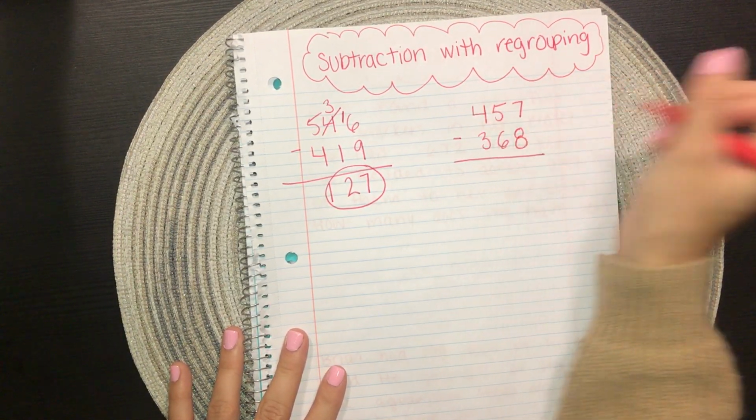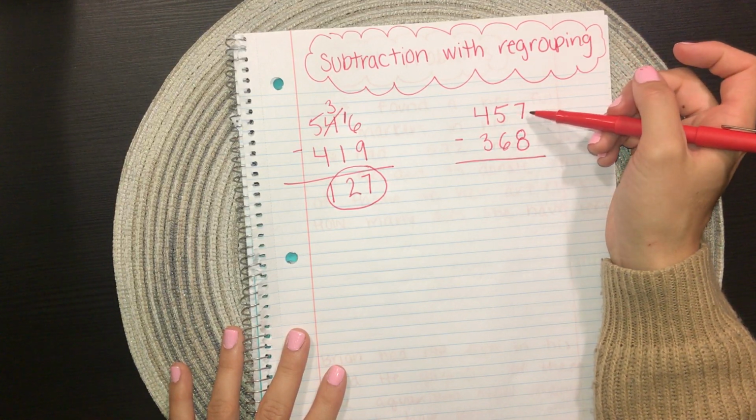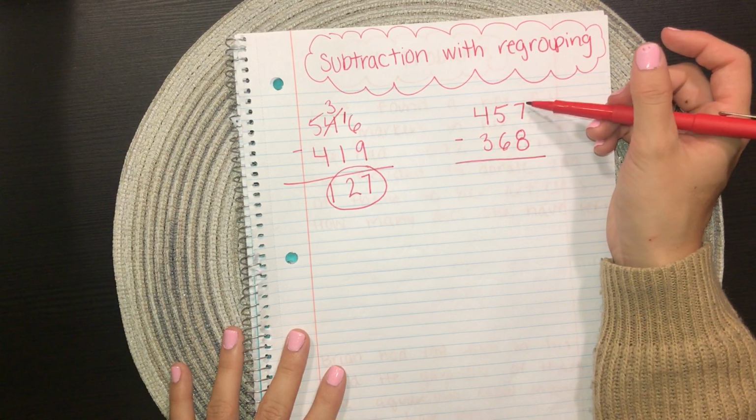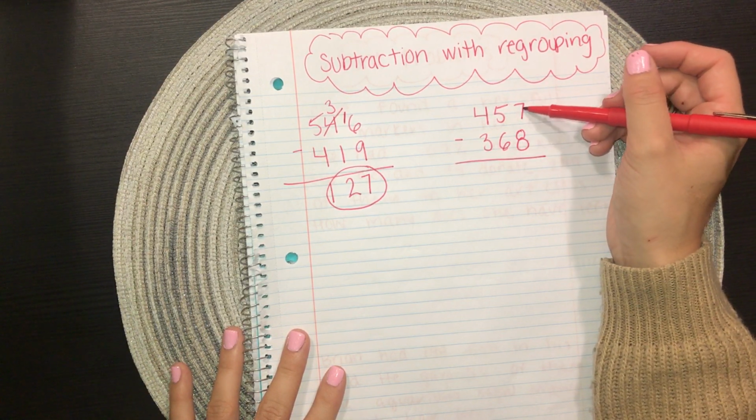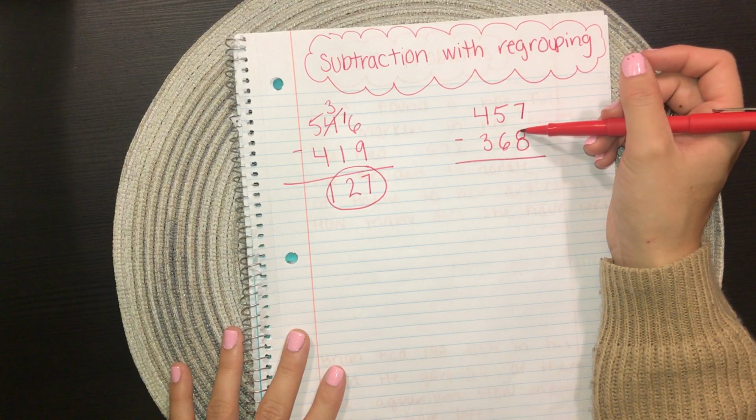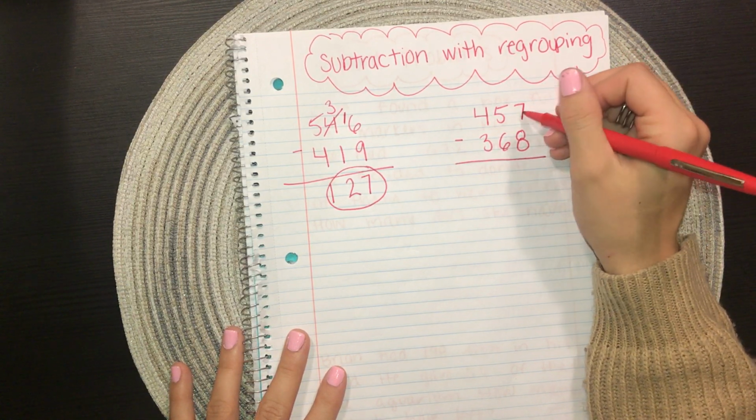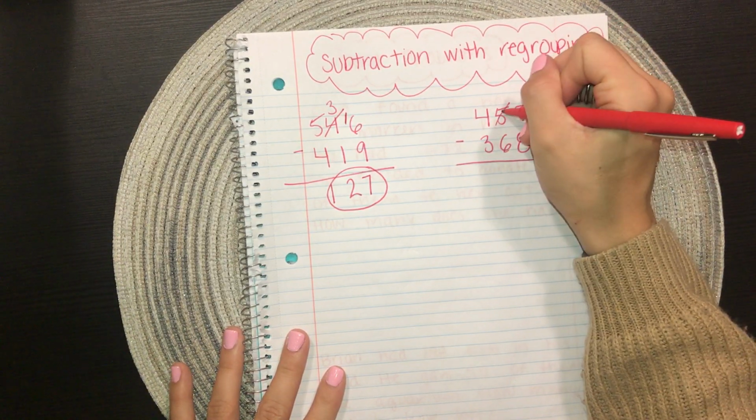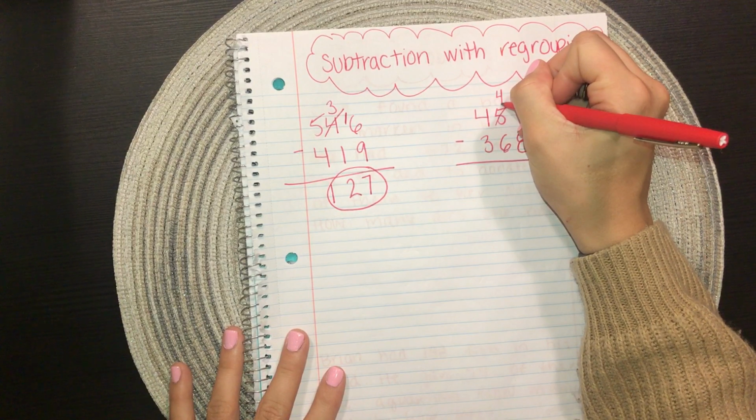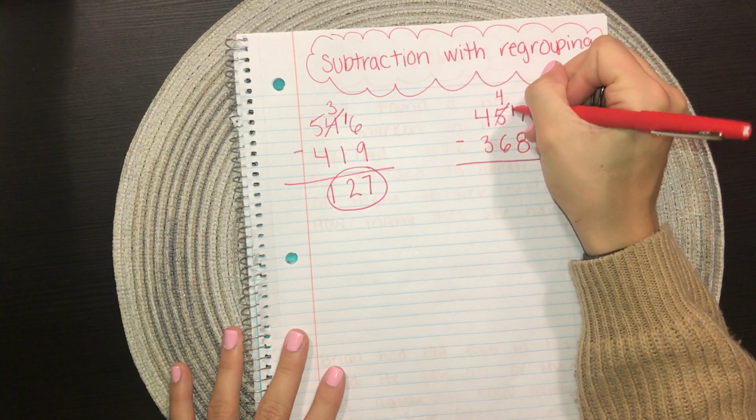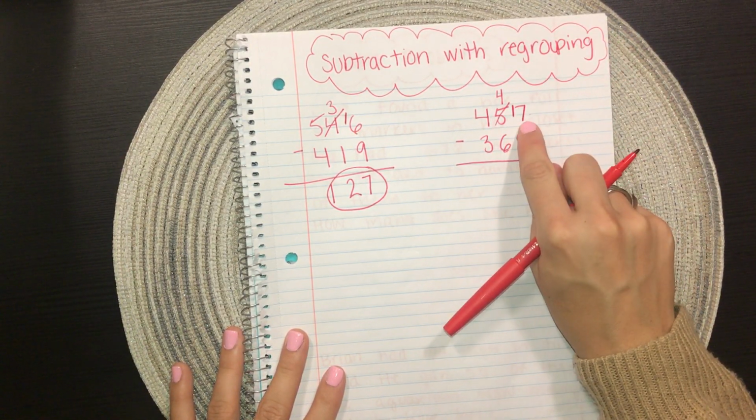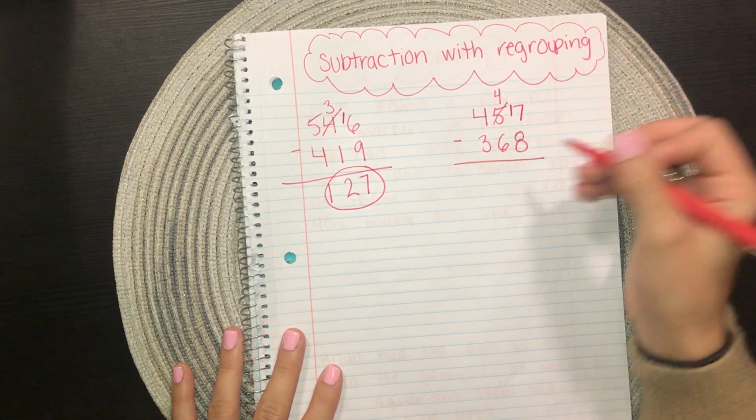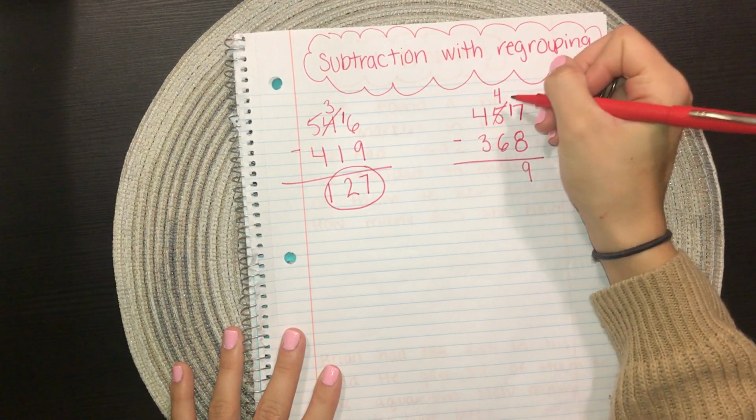So the example I have here is 457 minus 368. So we start right in our ones place, 7 minus 8. If you have 7 cupcakes, can you take away 8 of them? Nope, there's not enough. So you're going to have to pull from the next place value, which is a 5. So we are going to make that a 4. And then put the 1 before the 7, making it 17. So now we have 17 minus 8 equals 9.